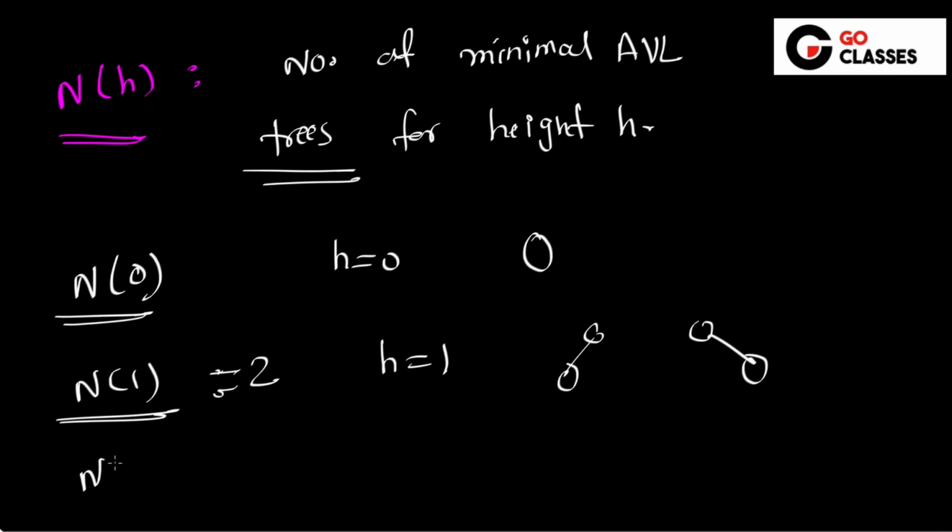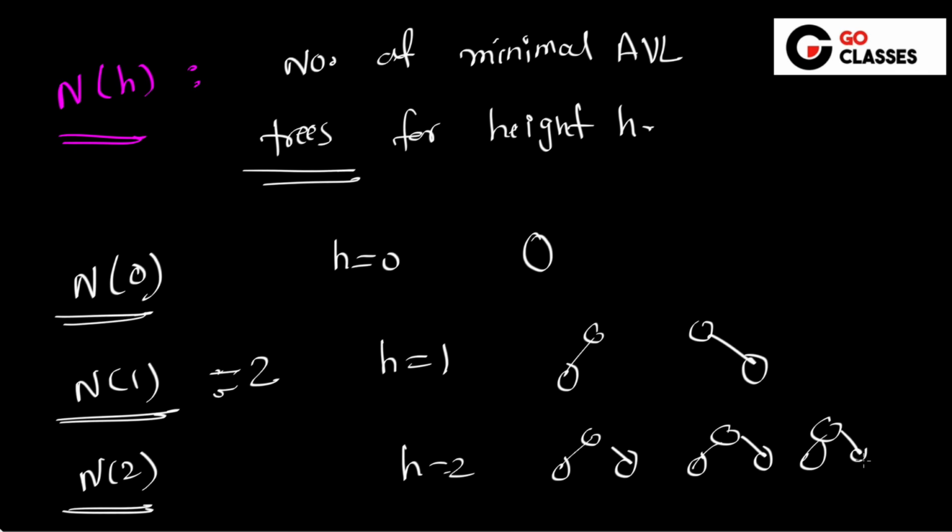And if I ask you what is the number of minimal AVL trees of height 2, then you will be saying that I think there are 4 structures possible, right? So this is fixed, and then you will have either on left or on right, or on left or on right, right? So these are the 4 structures possible. So you will be saying that n2 is 4. Otherwise, if you ask how many total AVL trees are possible, these are much more. But I'm only interested in the minimal AVL trees.